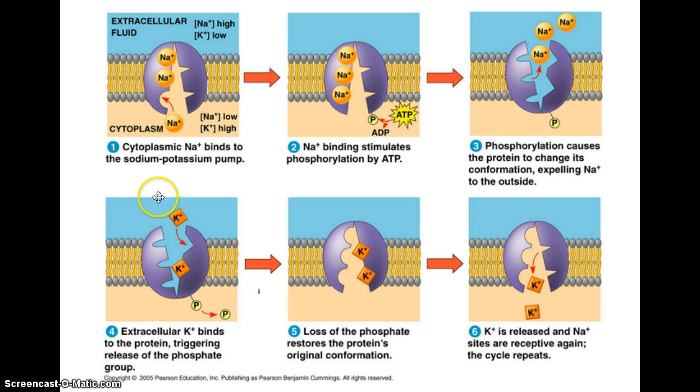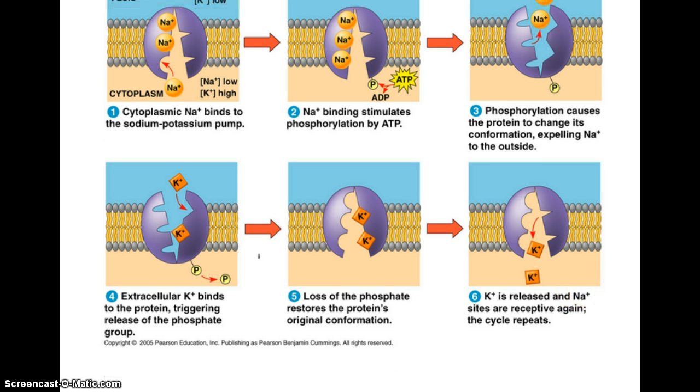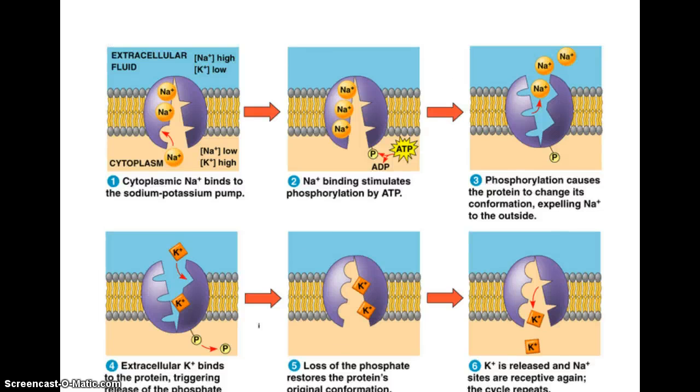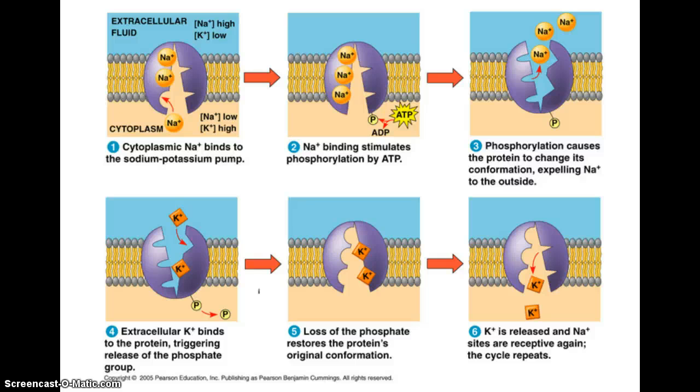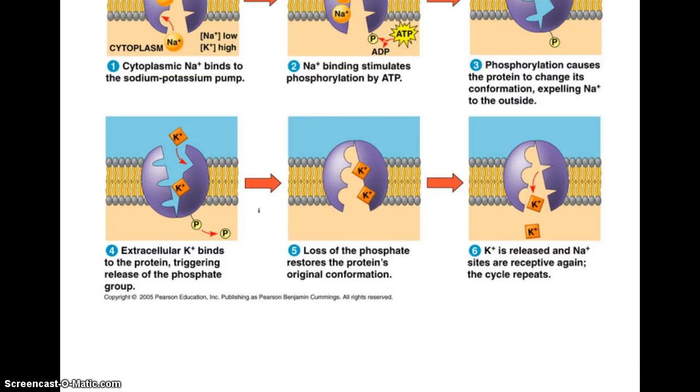And then extracellular potassium binds to the protein, which triggers the release of the phosphate group from ATP. And the loss of the phosphate restores the protein's original conformation, and potassium is released into the cell. So this helps with osmoregulation and regulating the levels of sodium and potassium inside the cells. Yep, that's it.